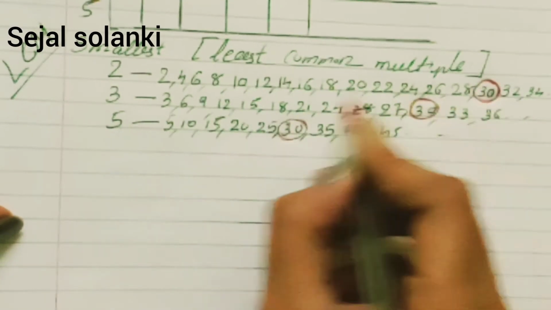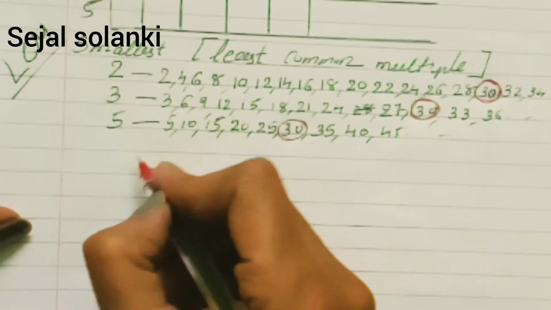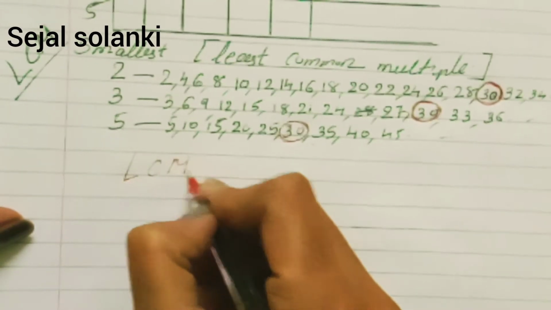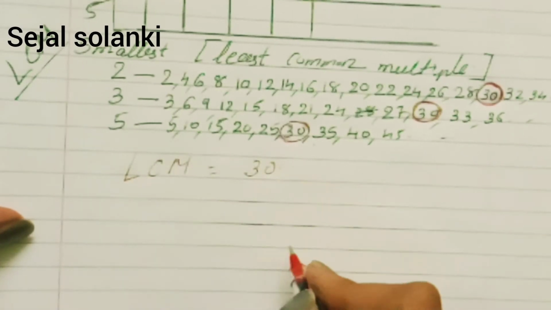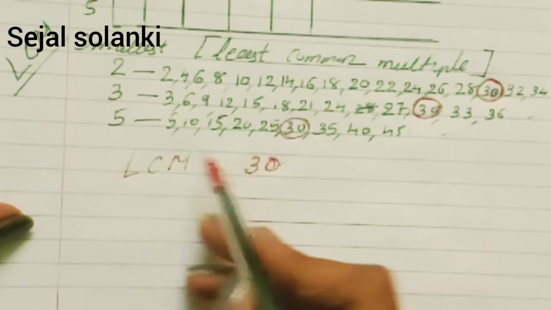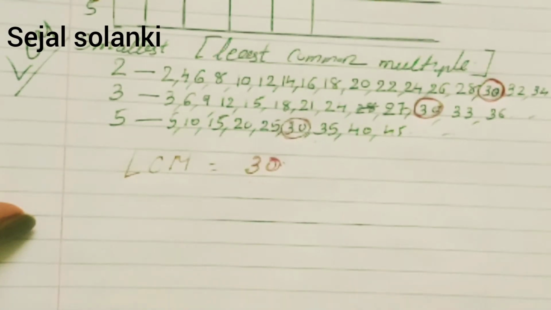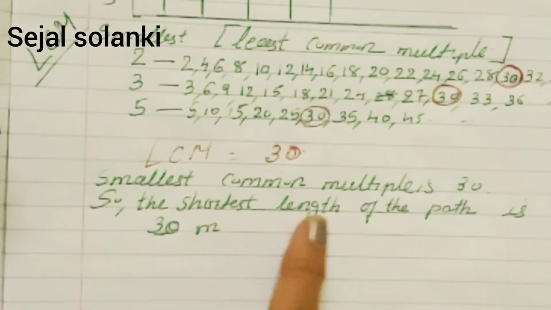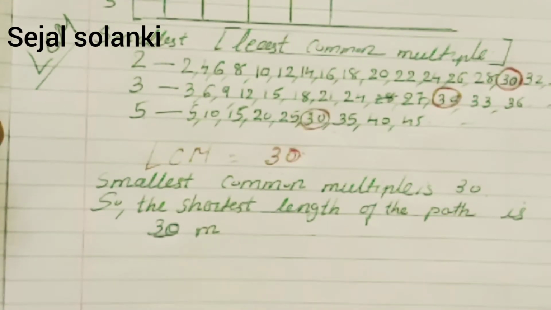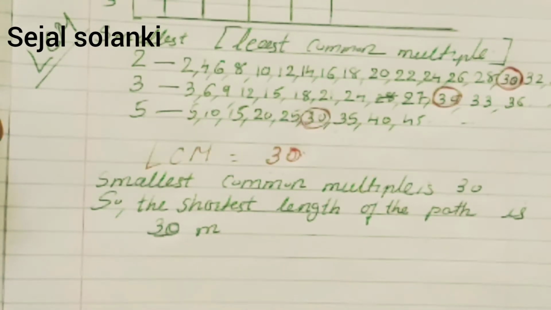So it is the smallest common multiple of 2, 3 and 5. The smallest common multiple is 30. Which is the shortest path? The shortest path is 30. So the smallest common multiple is 30, and the shortest length of the path is 30 meters.